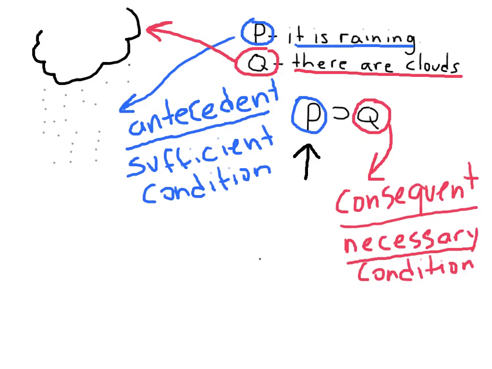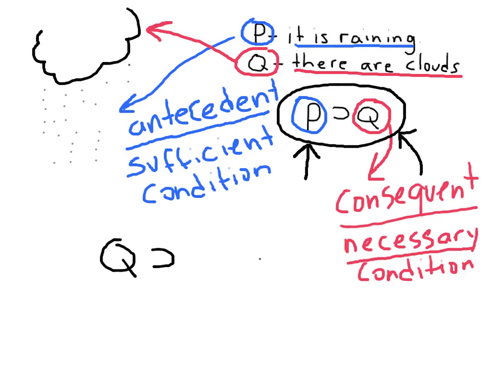Now, again, what's important to remember is that the necessary condition is established by the position of that term in the whole conditional. So, if we had a conditional that said, if Q, then P, Q would then refer to the sufficient condition, and P would refer to the necessary condition. Even though that would completely betray our knowledge of how rain works and how clouds are necessary for there to be rain.